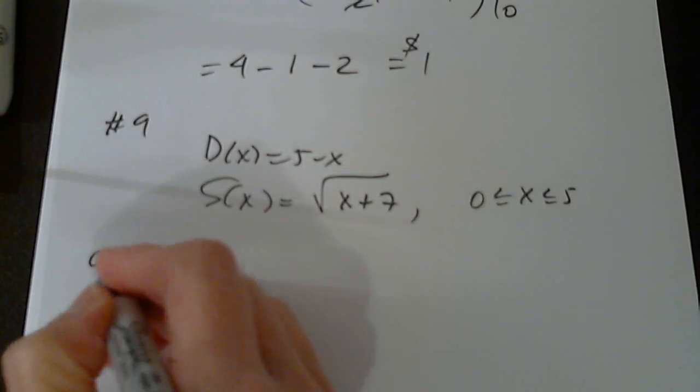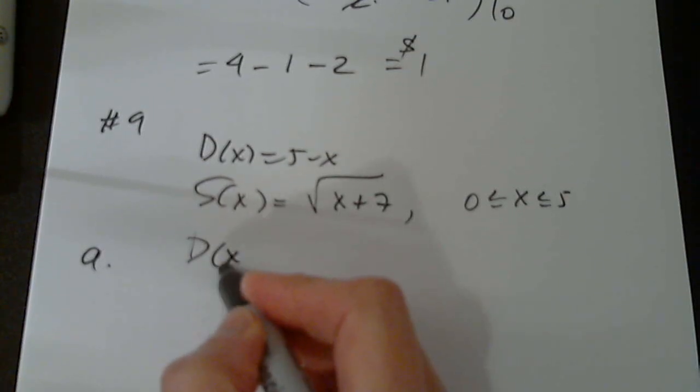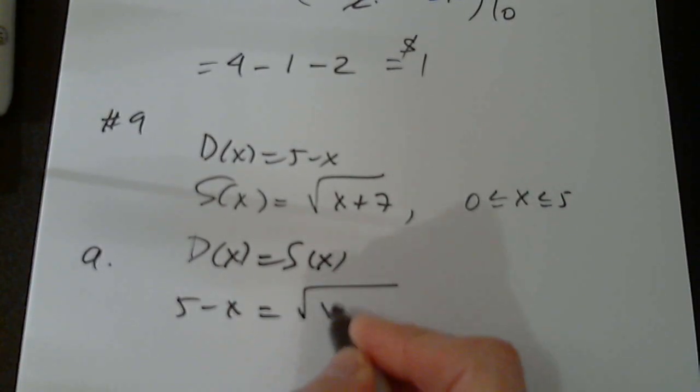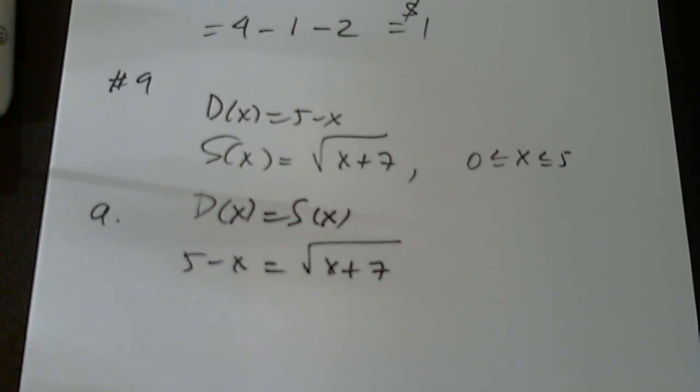Okay, so as Kylie said before, d of x equals s of x. So 5 minus x equals the square root of x plus 7. How do we solve such an equation? What do we need to do? Anyone remembers how to solve such an equation? What type of equation is it? Please say something, please. Anyone? Is anyone with me?